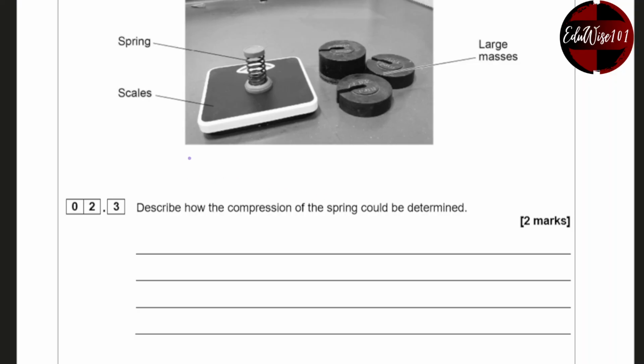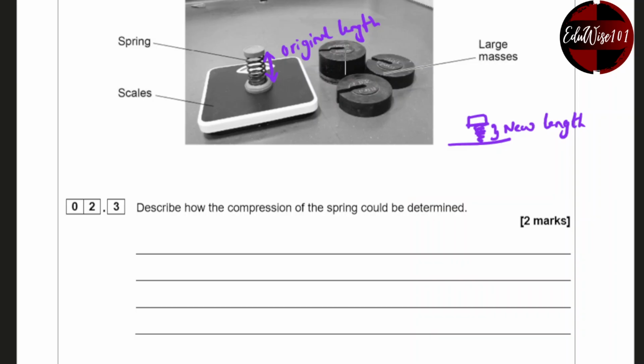Right? So here you don't have any masses, so you could measure the length of the spring and call that the original length. And when you add the mass, obviously the spring is going to get compressed, and you can find the new length. That's the original length, and you take away the new length from the original length and you will find the compression.